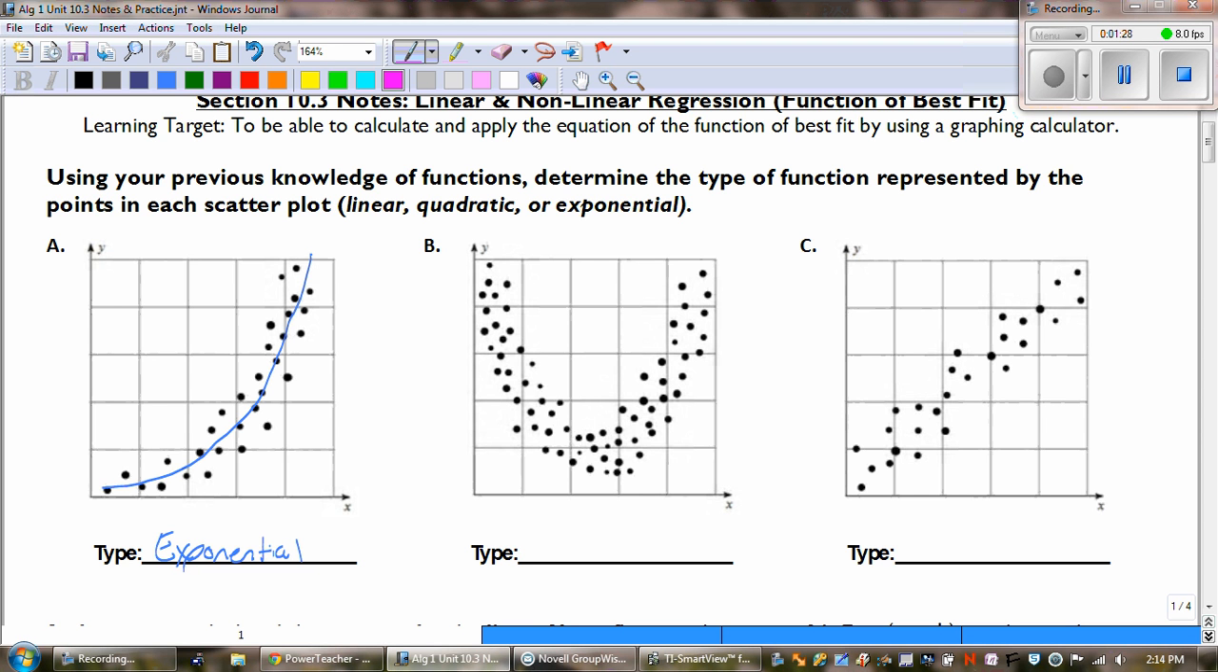Now in class, a lot of people say, oh, it's a parabola, it's U-shaped. Good, parabola is the shape, but what type of graph is it? This is a quadratic. Process of elimination, C is last, that is a linear. We've been working with linears for the past couple weeks. So A is exponential, B is quadratic, and C is linear.